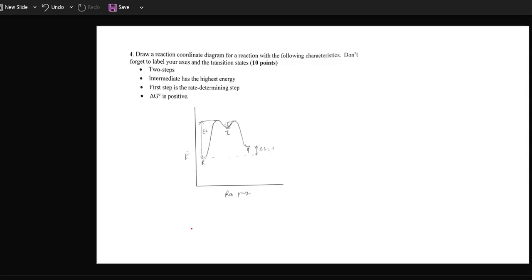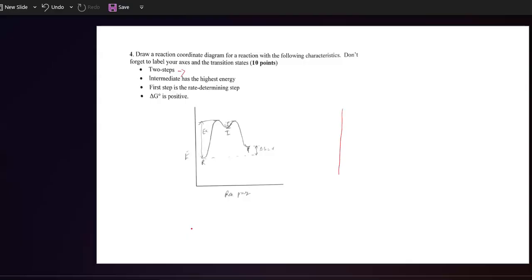The next question is asking to draw a reaction coordinate diagram for a reaction with the following characteristics. It has to be a 2-step mechanism. It has to have an intermediate which has the highest energy. And the first step is the rate determining step. Okay. And then delta G is positive. So keeping all this in mind, this would be an energy diagram.